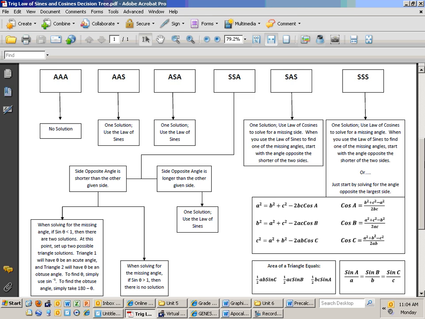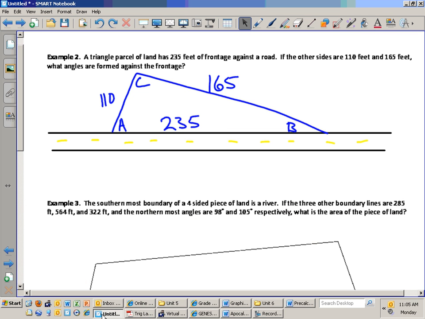Okay, let's try this out. I have the cosine of C is equal to A squared, so 165 squared, plus B squared, 110 squared, minus C squared, 235 squared, divided by 2 times 165 times 110. So I'm going to type that all into my calculator.